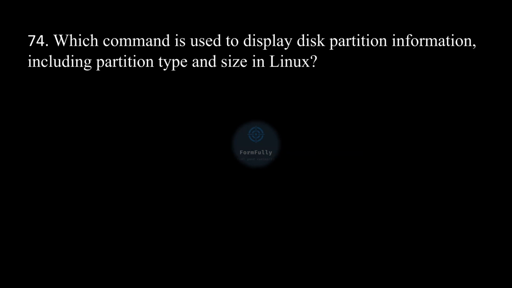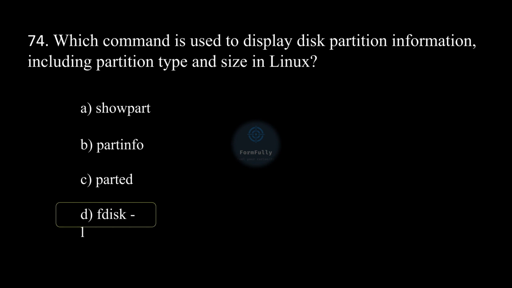Next question. Which command is used to display disk partition information, including partition type and size in Linux? Options are show part, part info, part 8, fdisk -l. The correct option is D, fdisk -l. This command, when invoked with the -l option, displays partition information of all disks available on the system. It provides details such as partition type, size, start and end points, and the file system associated with each partition.